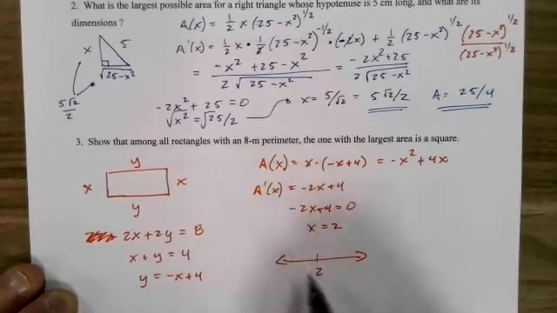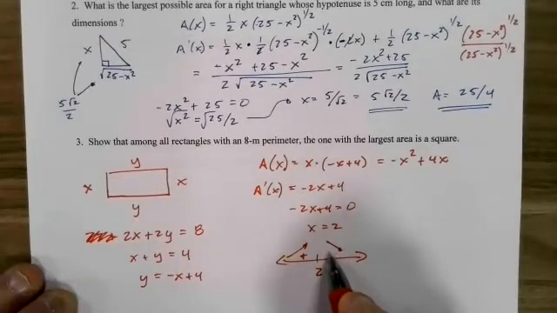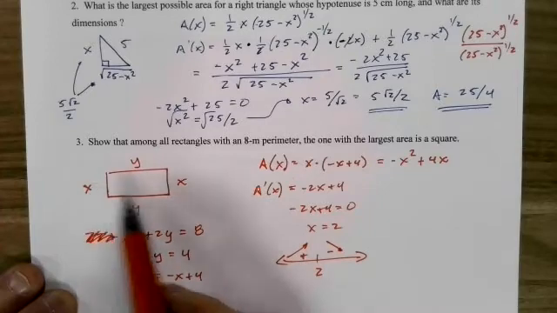Plug in 1, you get a positive. Plug in 3, get negative. It's a max. So this is 2, 2, 4, 6, 8.